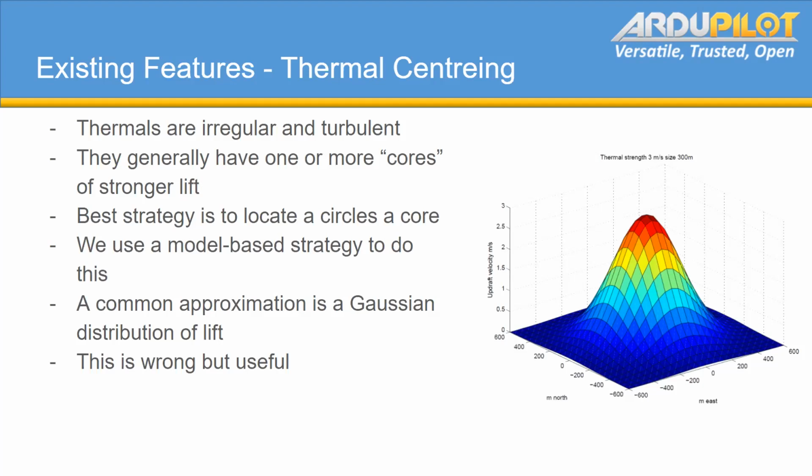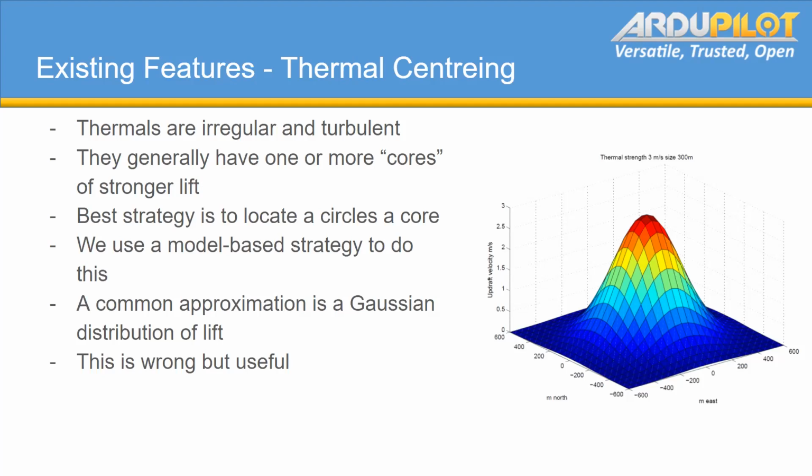They will generally have an area of stronger lift within the thermal, typically somewhere in the middle, but there may be multiple areas of stronger lift. And the best strategy to maximize the climb rate of the glider once it's in a thermal is to circle around one of these cores of stronger lift. In the code, we use a model-based strategy to do this, which requires that we have a model of what this thermal distribution of lift looks like.